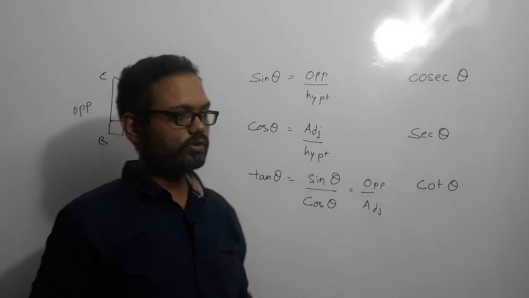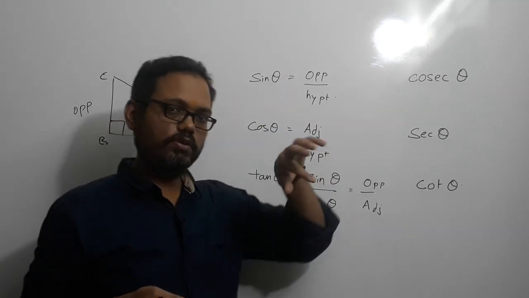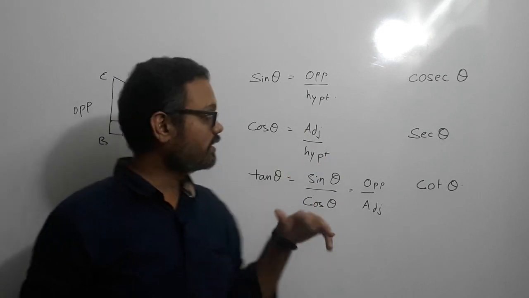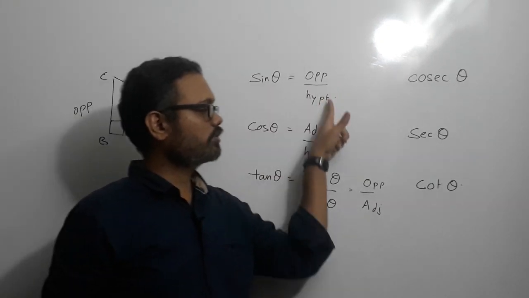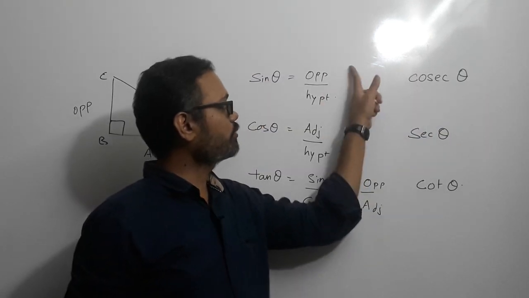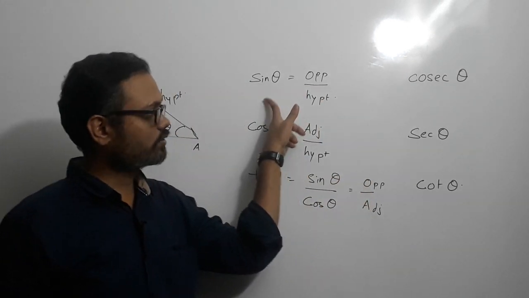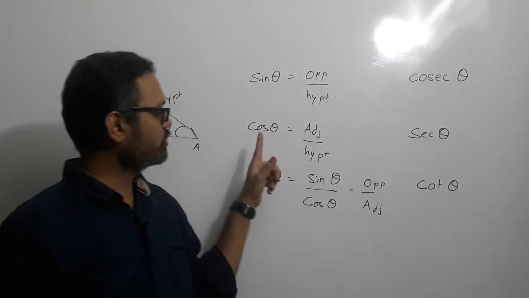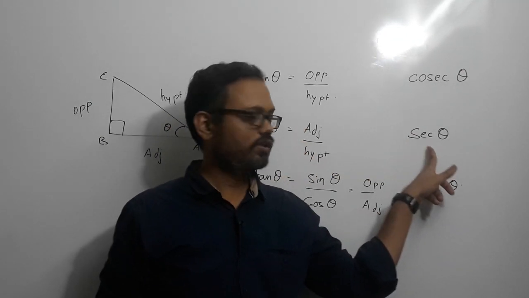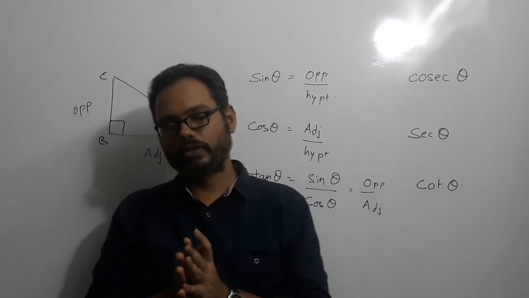And we also studied what is a reciprocal. Reciprocal means inverse. If it is 1 upon 2, inverse means 2 upon 1. 3 by 4, inverse means 4 by 3. In the same way, sine theta is opposite upon hypotenuse, so what is the reciprocal of it? Hypotenuse upon opposite. Reciprocal of sine is called cosec theta. Reciprocal of cos, which is hypotenuse upon adjacent, is known as sec theta. Reciprocal of tan theta is known as cot theta. This is what we did.